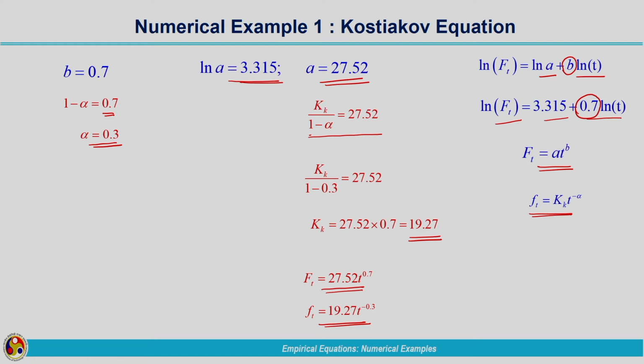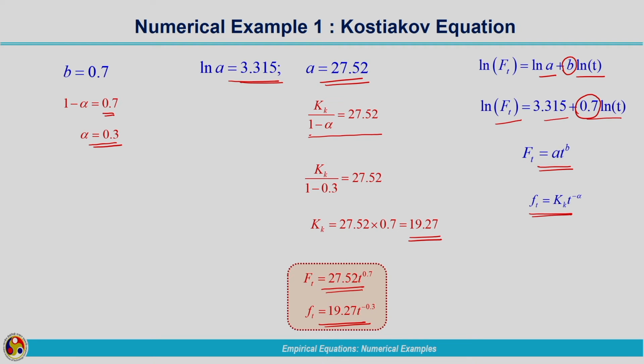Now we can make use of these two equations, corresponding to cumulative infiltration and infiltration rate, for calculating the cumulative infiltration and infiltration rate at different times. For this particular soil, we have calculated the Kostiakov parameters, and by making use of these equations later on we can calculate the infiltration rate and cumulative infiltration, because we have fitted the parameters using the given data. These are the expressions corresponding to cumulative infiltration and infiltration rate.